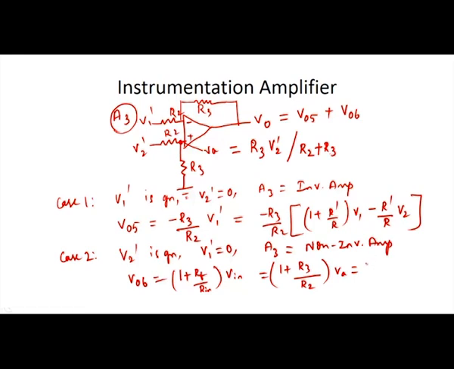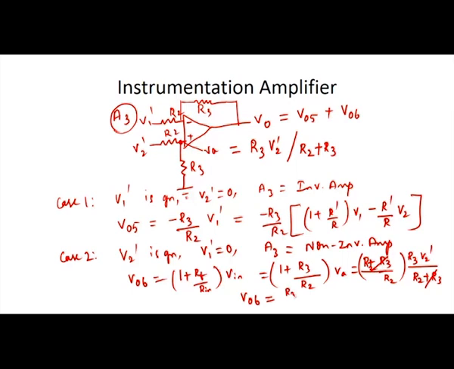So, here you substitute Va as 1 plus R3 by R2 into Va is R3 V2 dash by R2 plus R3. If you take the LCM, this will become R2. So, R2 plus R3 can be cancelled. Now, it is R3 by R2 into V2 dash. Substitute V2 dash here to obtain V06.